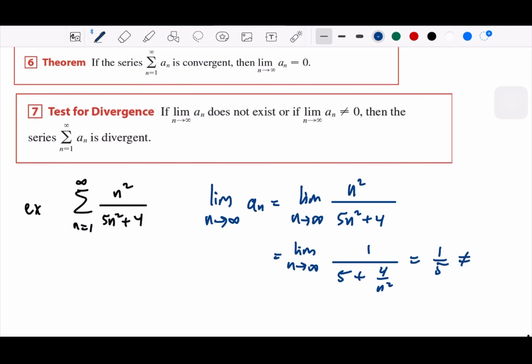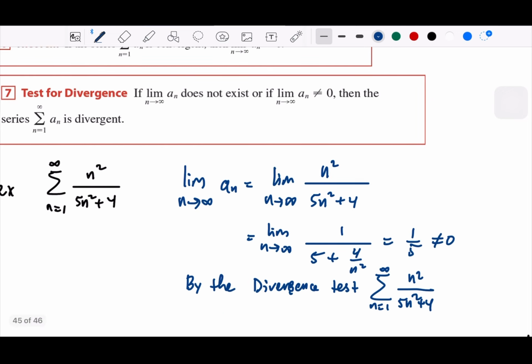So it's not equal to 0, right? So we say by the divergence test, the series is divergent.